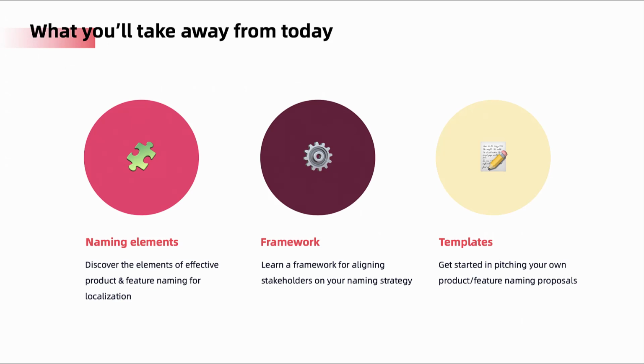So what you'll take away from today's talk: you'll learn a little bit more about the elements of effective feature naming for localization. And as I mentioned before, we'll walk through processes and how to align stakeholders on your naming strategy, including coming up with some criteria that you can all agree on and get everyone on the same page. And then finally, I'll share some templates as well so that you can get started on your own naming proposals.